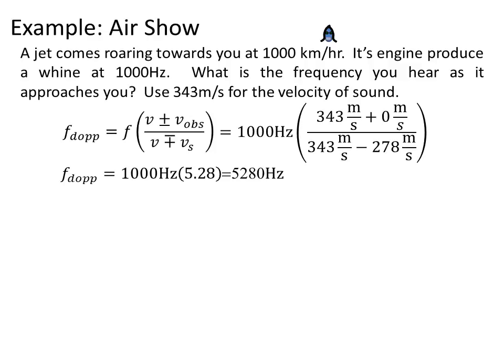So if we go ahead and do the arithmetic, we find out that f Doppler, as it moves toward you, is shifted up to 5,280 hertz, so a much higher whine as it approaches you than what the pilot is hearing when he's in the plane.